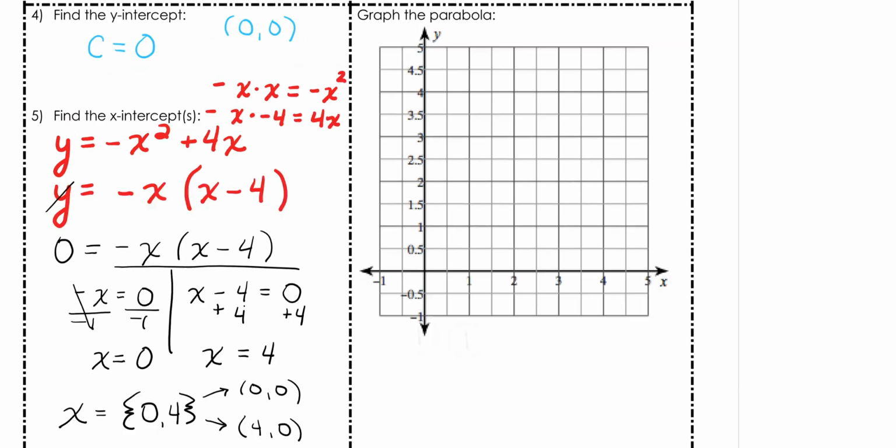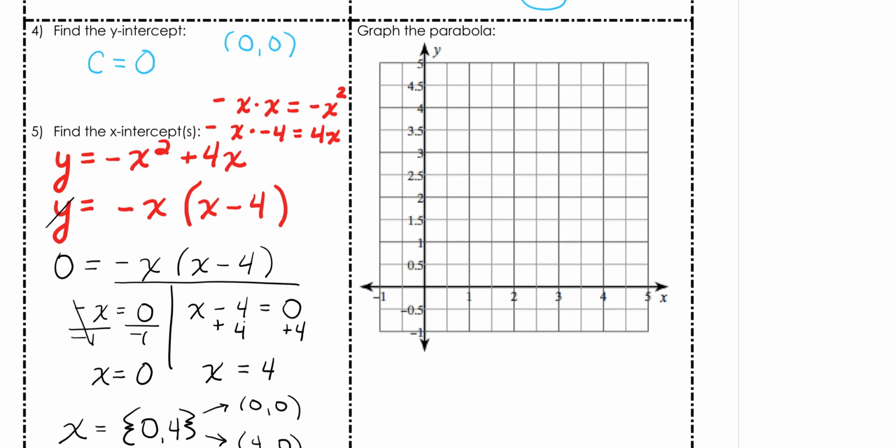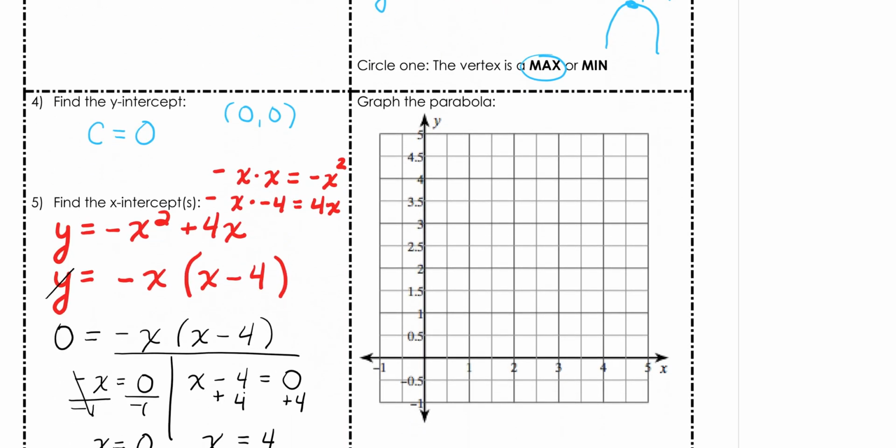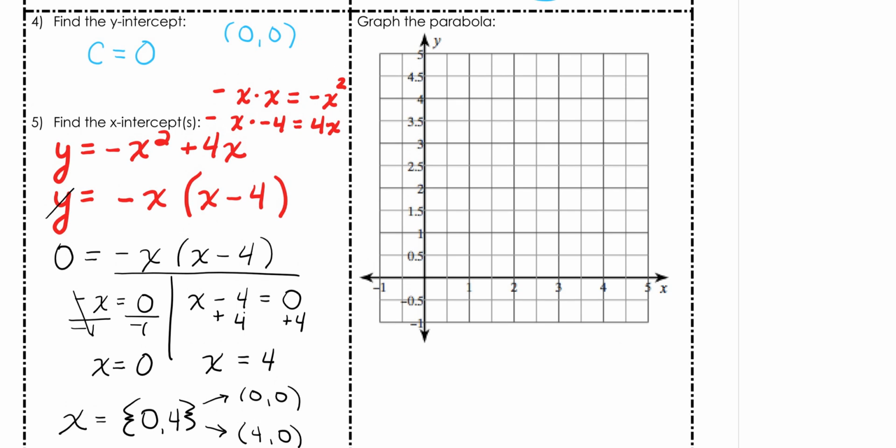Okay, it's time now to graph. So the first thing that I'm going to graph is my axis of symmetry. Let me check back. My axis of symmetry was at 2. All right, so let's go ahead and write this down. I have x equals 2. Go to 2. Notice my graph is a little bit different. Each one of the grid lines is 0.5. So that's where my 2 is.